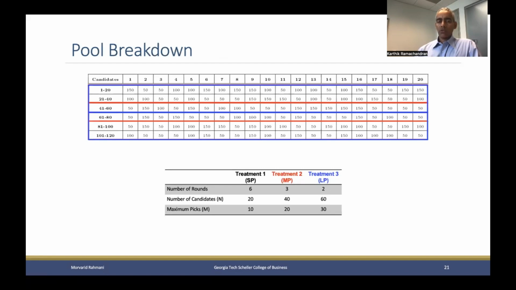In the first treatment, which we refer to as the small pool size, the 120 were divided into six sequences of 20, and from each sequence, participants were asked to select 10. And in the other extreme, in the large pool size, the same 120 were divided into two sequences of 60 each, and participants were asked to select 30. Now, dividing our 120 into these three different treatments allows us to test our hypothesis that pooling should improve decision-making in this context.